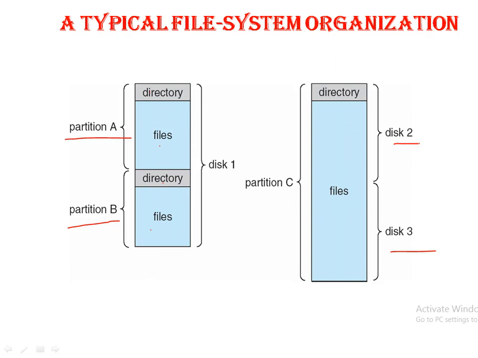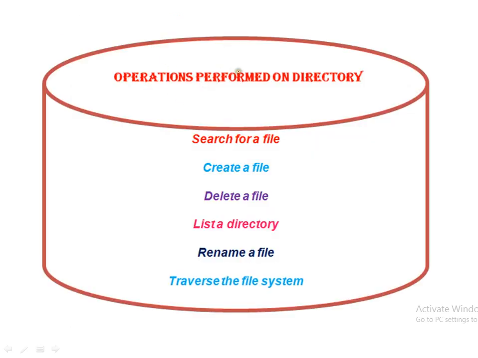Next, we shall see what we mean by operations performed on directories. As we have learnt different operations performed on a file, we have operations performed on directories also. The first operation is search for a file. That is, we need to be able to search a directory structure to find the entry for a particular file.